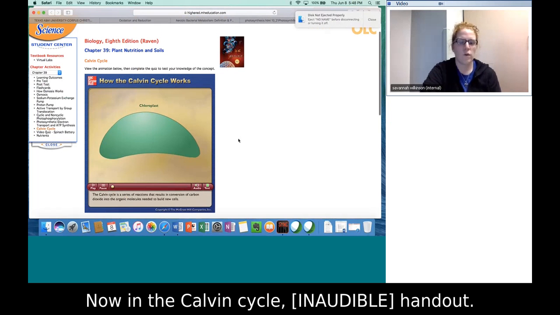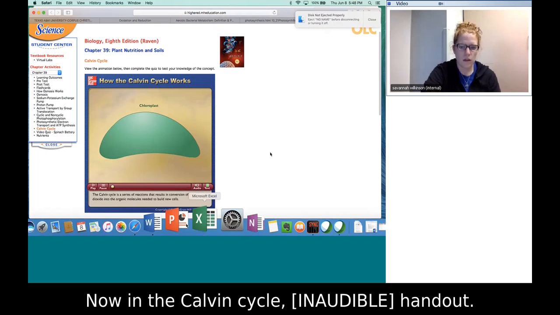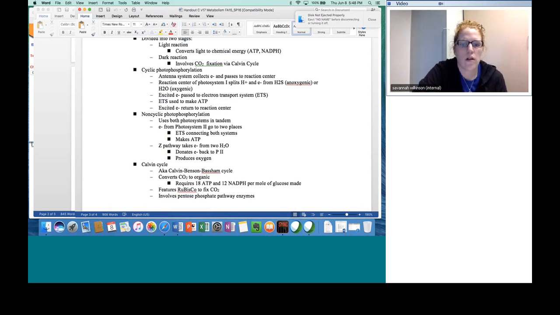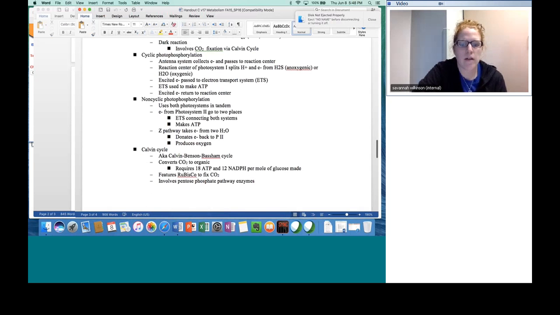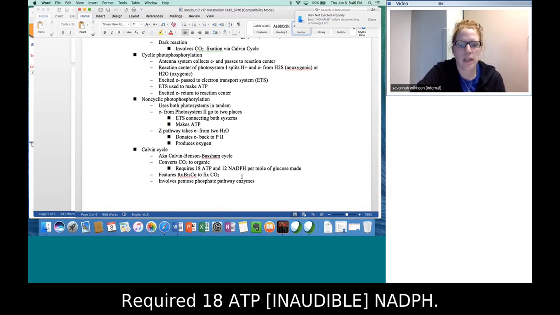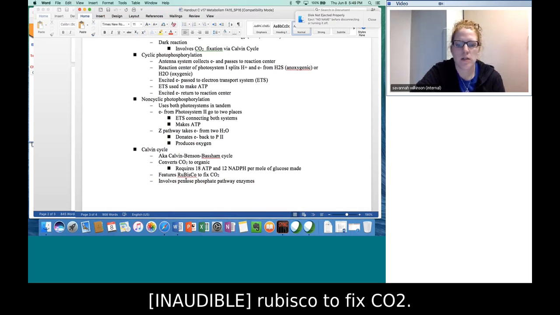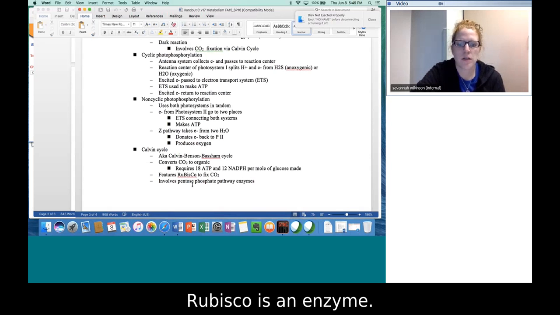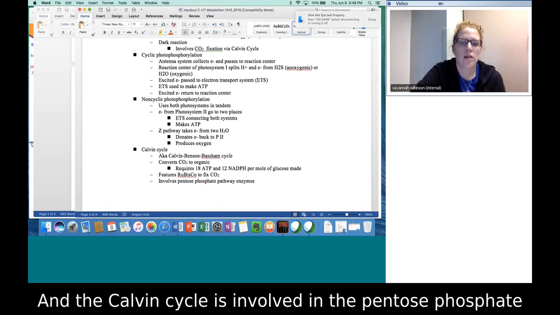Now the Calvin cycle. Let me show you your handout. It converts CO2 to organic carbon, requires 18 ATP and 12 NADPH, and features Rubisco, which fixes CO2. Rubisco is an enzyme, and the Calvin cycle is involved in the pentose phosphate pathway.